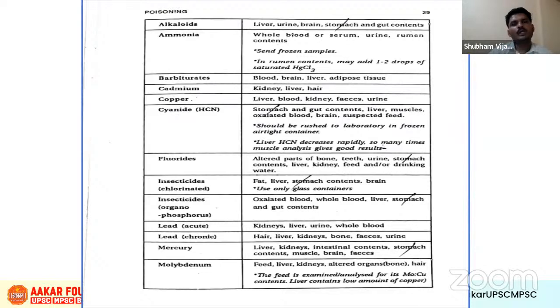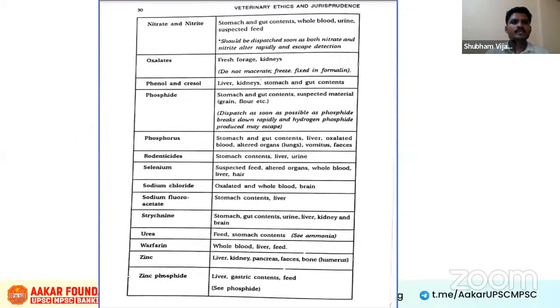So here, what types of poisonings in animals may happen? Either alkaloid or ammonia poisoning, or barbiturate, means drug poisoning, or cadmium, copper, cyanide poisoning, fluoride, insecticides, particularly pesticides, insecticides, in that organophosphate, organochlorine, lead, mercury, molybdenum poisoning, then nitrate, nitrite, oxalate, phenol, cresol, phosphorus, rodenticides, selenium, sodium chloride, sodium fluoroacetate, strychnine, urea, warfarin, zinc, and zinc phosphate.